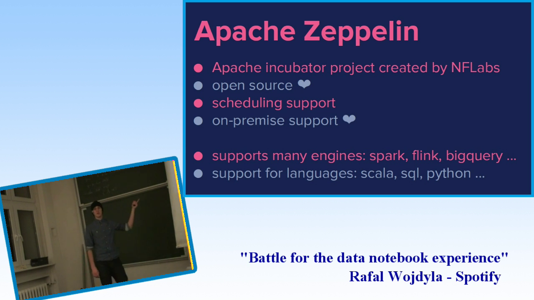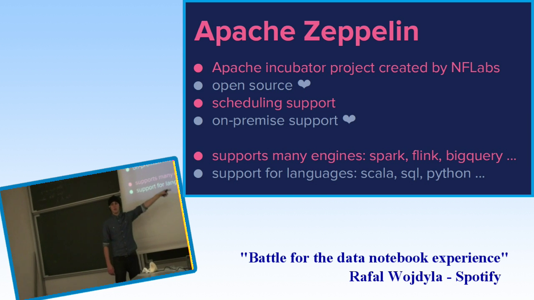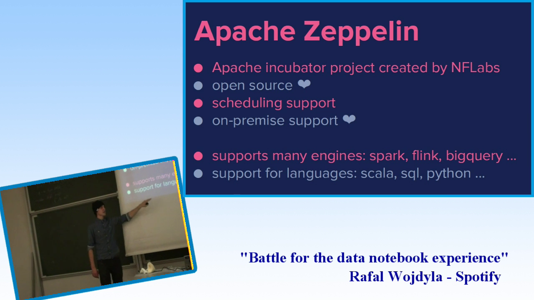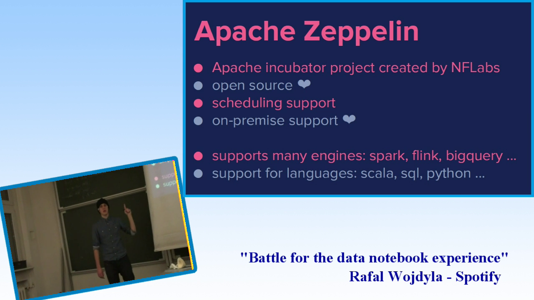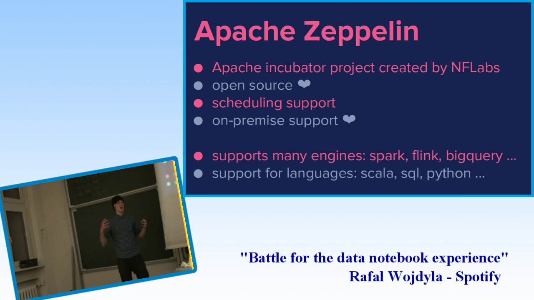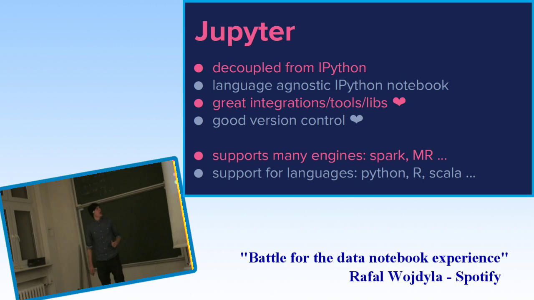But it has on-premise support, which is cool, for example, for us, because we already have clusters, so we can just connect it and use it. What are the engines that it supports? It supports Spark, Flink, BigQuery, and a couple more. Languages, mostly Scala. So if you are into Scala and want to use lots of Scala APIs, then Apache Zeppelin is probably what you want, because that's a notebook that is focusing on that language. Then you can also use SQL, Python, and a couple more. We'll see that later.